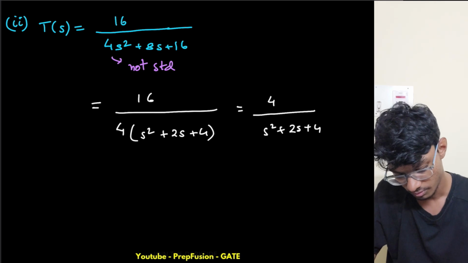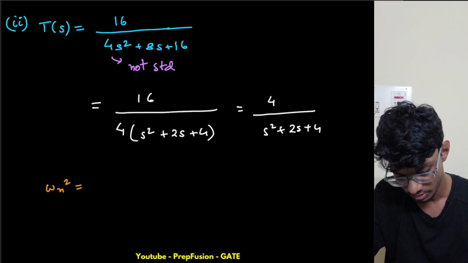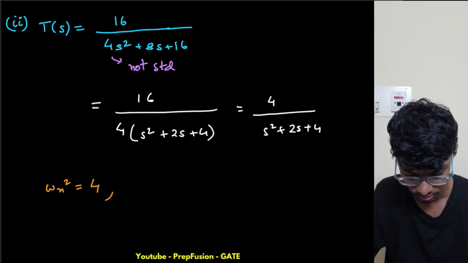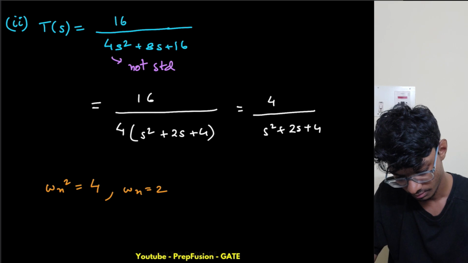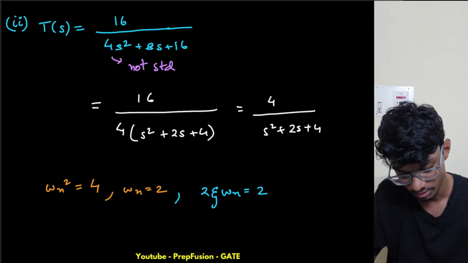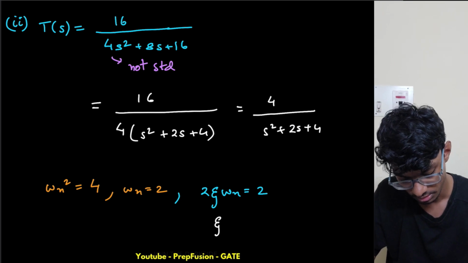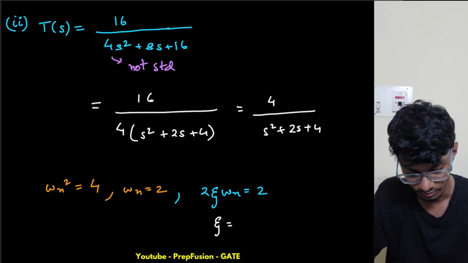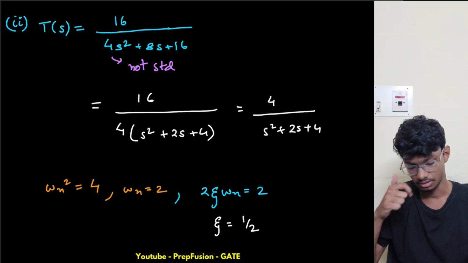So now what is my omega n square? Omega n square is 4, so my omega n equals 2. Now my 2 zeta omega n equals 2, equating the coefficient of s. So my zeta equals 1 by omega n, which is 1 by 2. So zeta basically is 1 by 2.